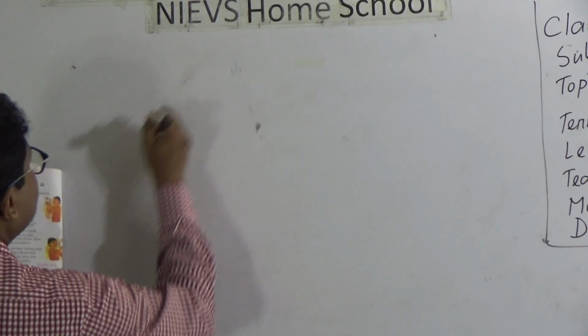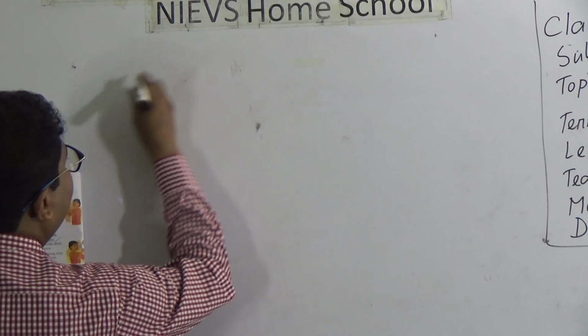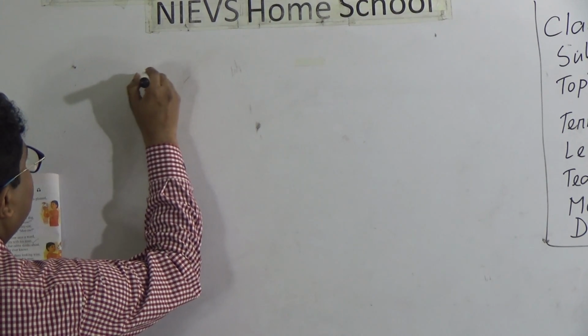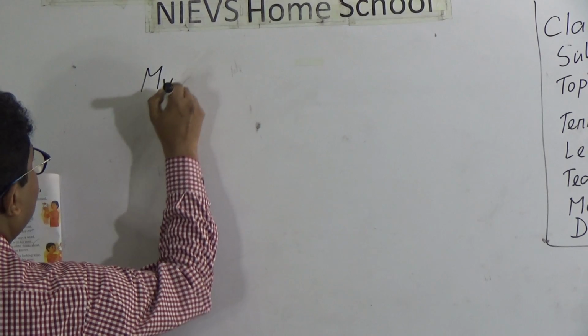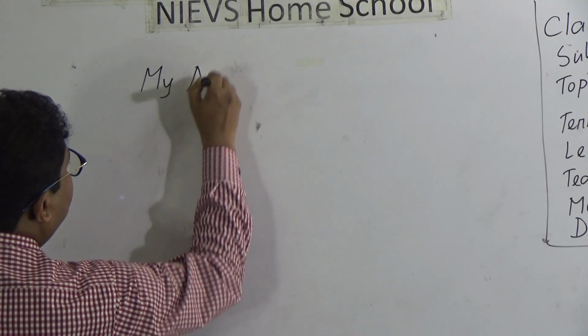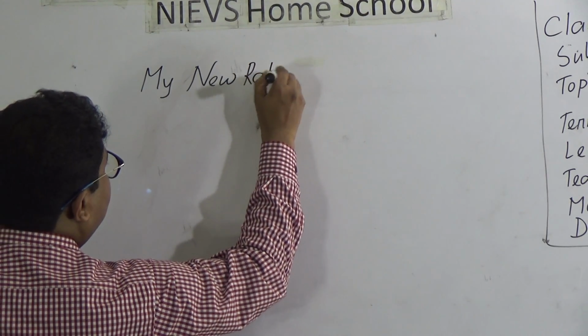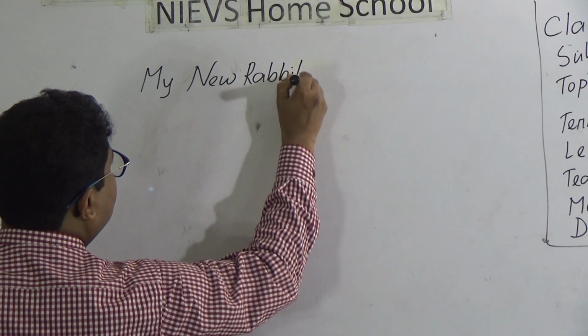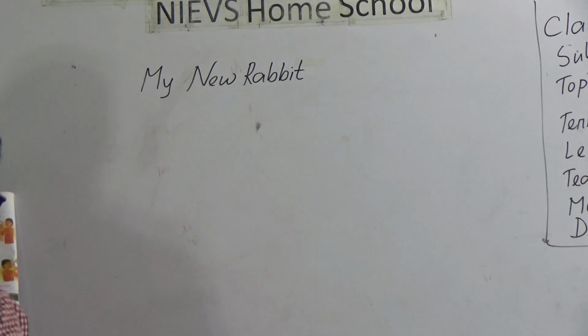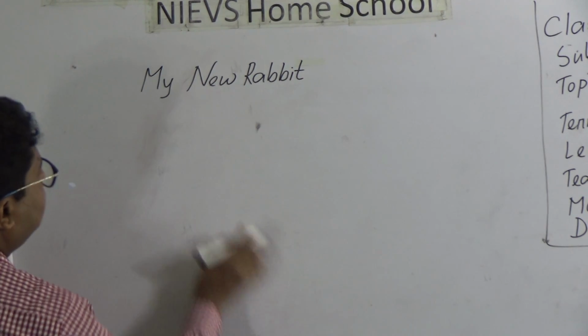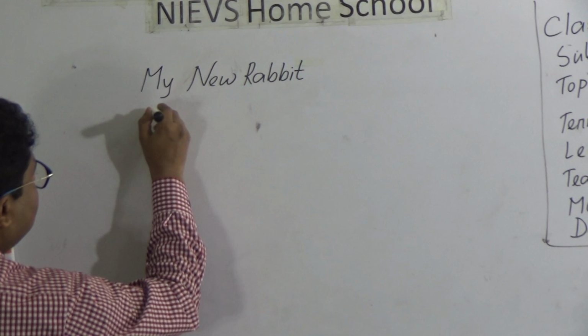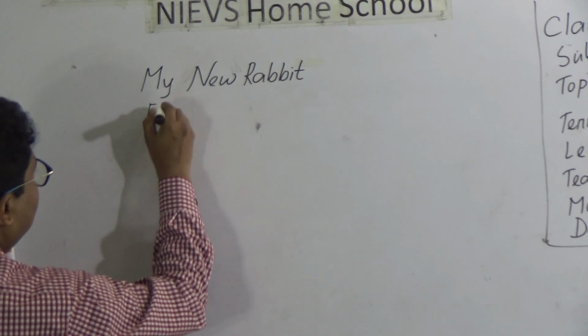So let's write the poem. How we will write the poem in the exam. First you have to write the title of the poem. What is the title of the poem? Title of the poem is My New Rabbit, M will be capital, RABBIT. This is the title of the poem. So who is the writer of the poem? Please write the writer's name after the title.